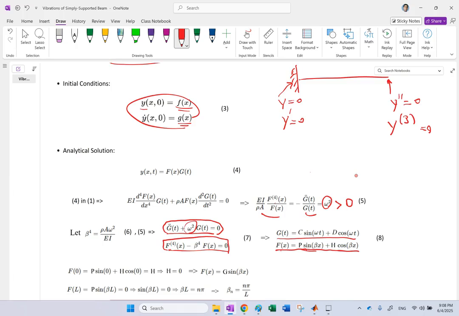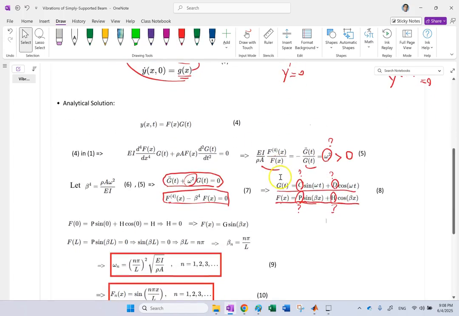Now you have four constants to be found: C, D, H, and P. You need to find them. Also, this constant omega is something you don't know, and you have to find that as well. So let's see how we are going to do that.